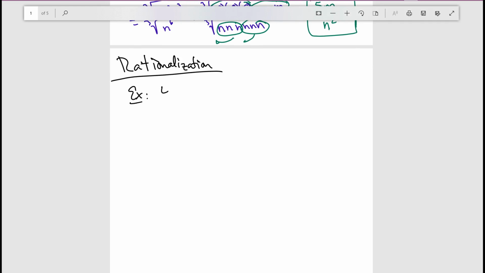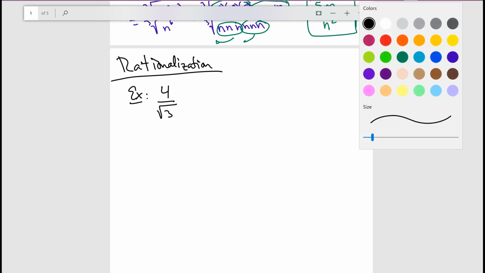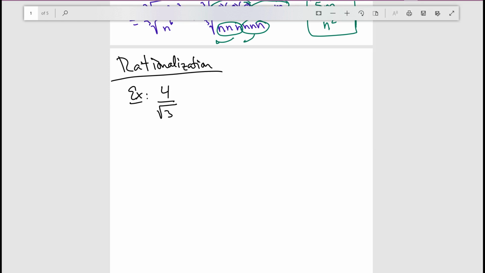So how does rationalization work? Usually you're going to encounter problems that look like this: 4 over square root of 3. Okay? And sometimes it's very difficult to work with square roots on the bottom. So what we do not want is a root on the denominator. Okay, that's not what we want. Instead, we want it in the numerator. It's going to be much easier for us to work with that.